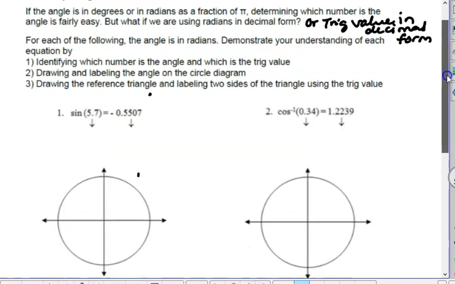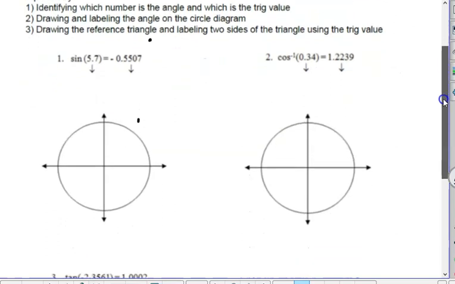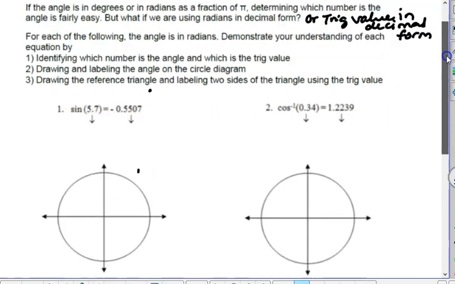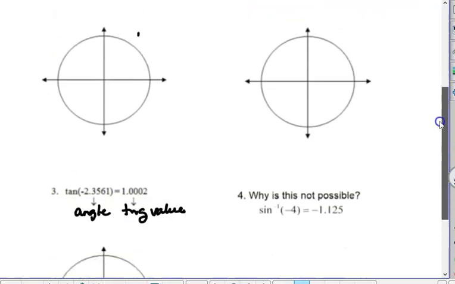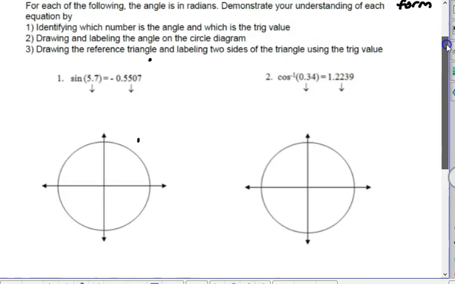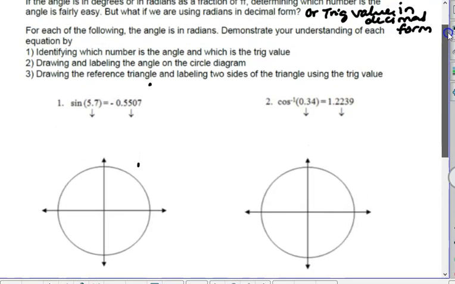So in these three problems, 1 through 3, I've done a calculation on my calculator. For example, sine of 5.7 is negative 0.5507. And in all of these three calculations, one with sine, one with cosine, and one with tangent, one of these is the angle and one of them is the trig value. Now, how do you know which one is which if they're both in decimal form?